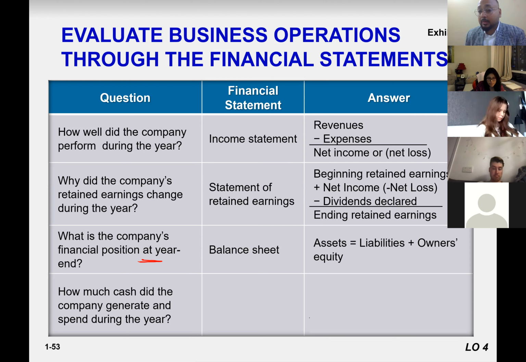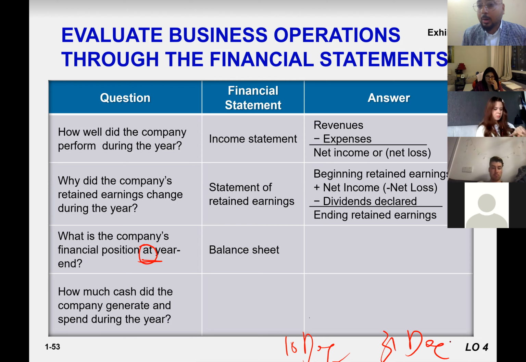But remember that the tricky point here is the balance sheet shows you the financial position on a specific date. What is the worth of the business on 10th of December, or on 31st of December, or 1st January, or 29th January? It won't tell you the financial position on 30th of December, because the financial position shown by the balance sheet is on one single day. That's why I stress the word "at".